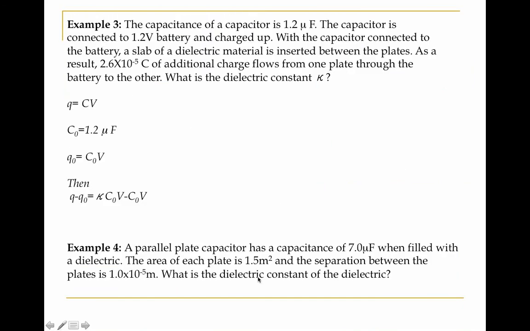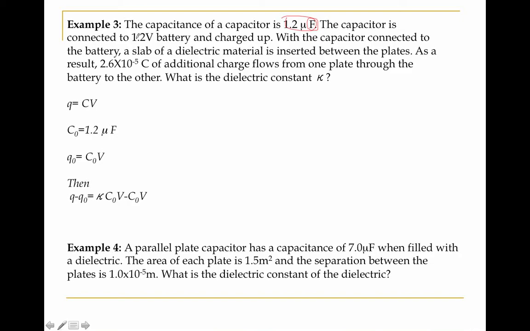We have two examples which I've looked at in class, but I'll just go over them very quickly. Here I have a capacitance. Remember, capacitance is measured in farad, Q is measured in coulomb, and V is measured in volts. Usually the typical numbers for capacitors used in the lab are in the microfarad region.